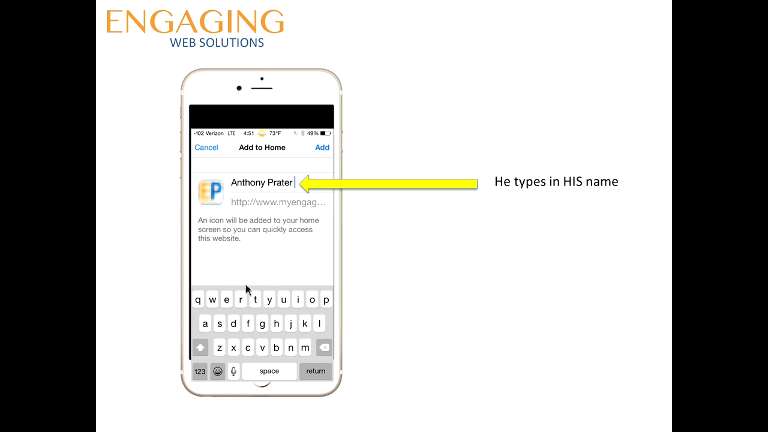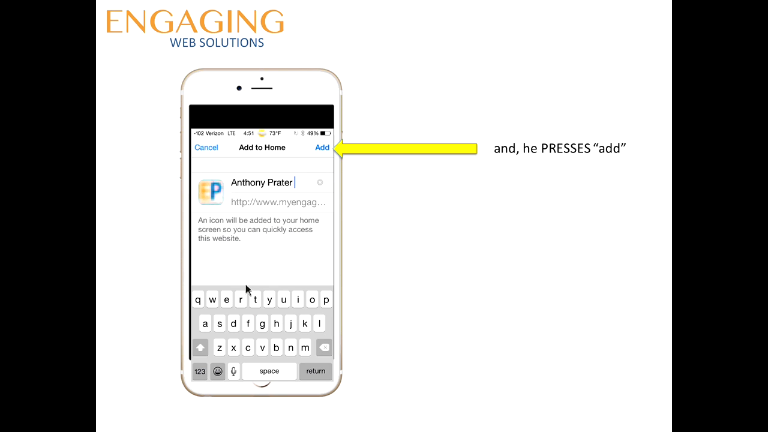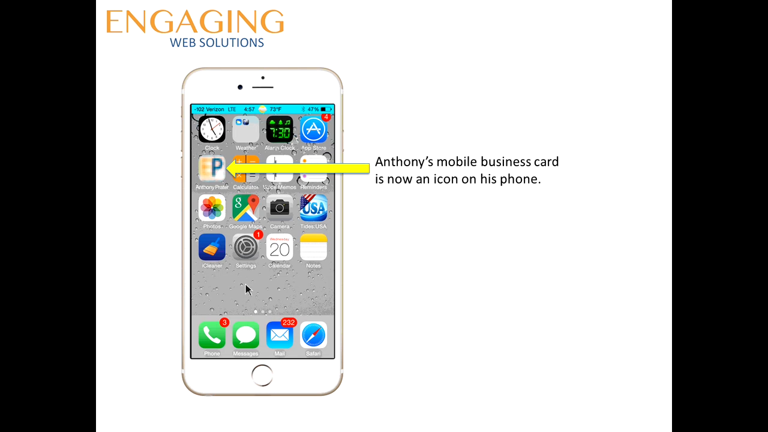When he clicks on that, he now is prompted to go ahead and type in his name. So he types in his name and then clicks add. When he presses add, now Anthony's mobile business card is an icon right on his mobile phone.